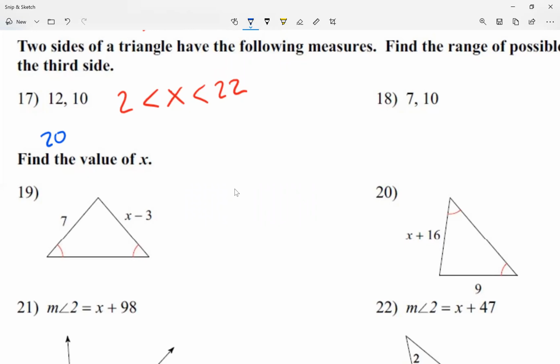Now, why does this work? Why does 20 work? Because look, when I add the two small numbers, 10 plus 12 has to be bigger than the third number. Is 10 plus 12 bigger than 20? Yeah. Any number between 2 and 22 will make it work. Choose a number not in that range, and you see how it doesn't work. Again, for my homework, I'm actually expecting the whole range. X is in between 2 and 22. For the STAR test, sometimes they ask for one specific value. Just choose a number between 2 and 22.